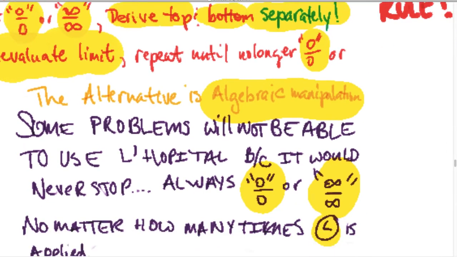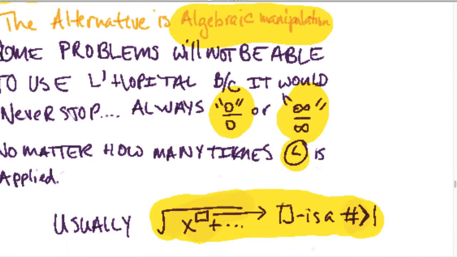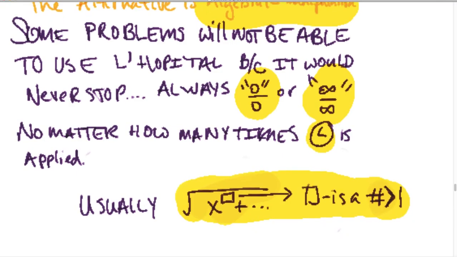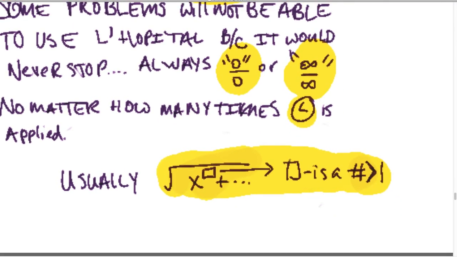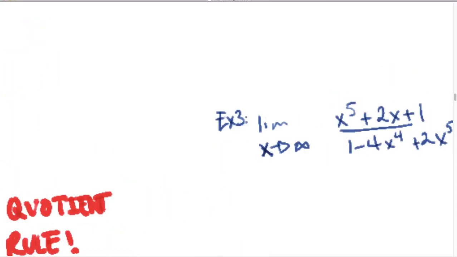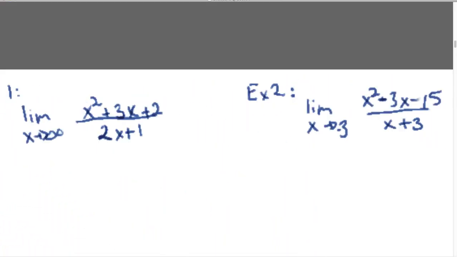Some scenarios you cannot do L'Hopital's rule. You just got to keep in mind that if you do L'Hopital's, it's just going to go over and over and over again. Usually it's a chain rule derivative, and you have a square root like this with a power of x greater than 1. So let's look at some basic examples, and let's watch how you would approach them.